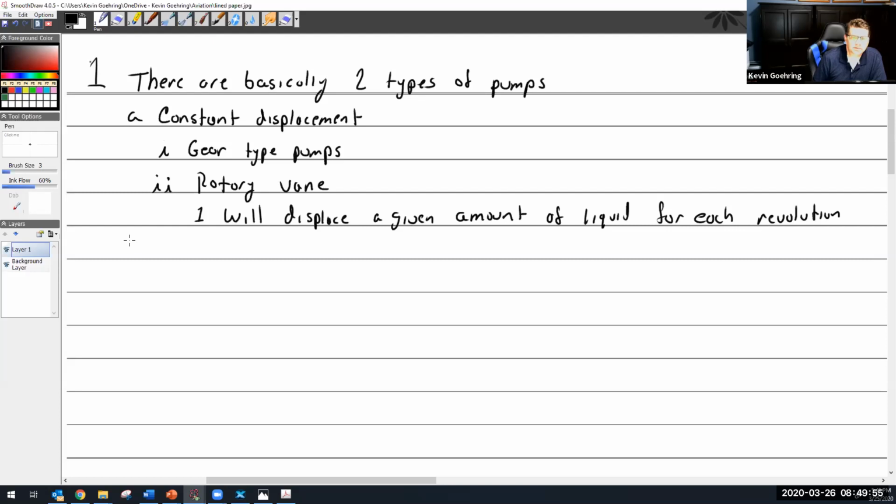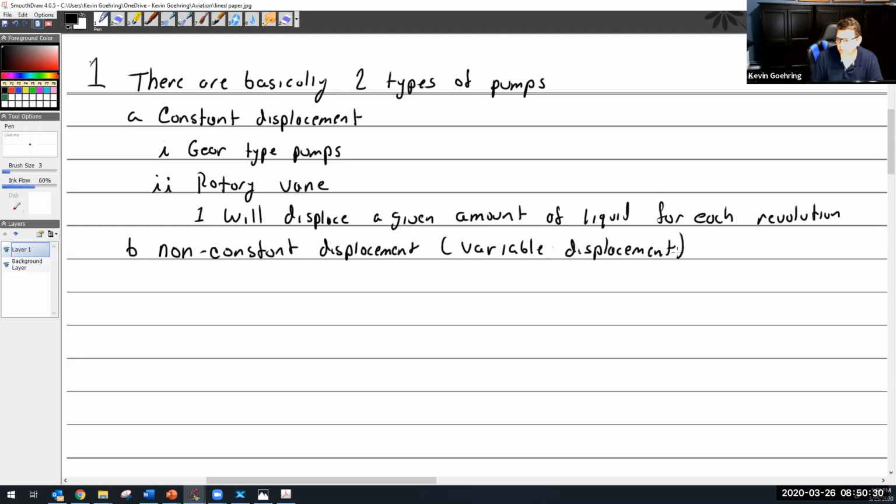And then the other type is, for lack of a better term, a non-constant displacement pump, also called a variable displacement pump. All right, variable displacement. Well, what kind of pumps do that?